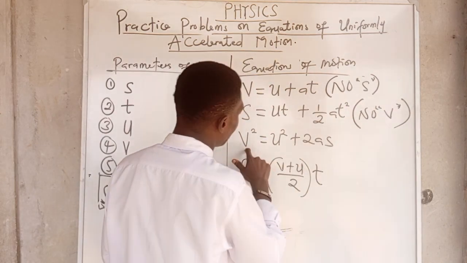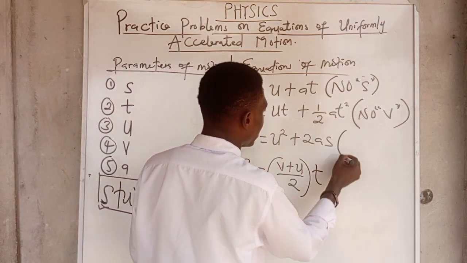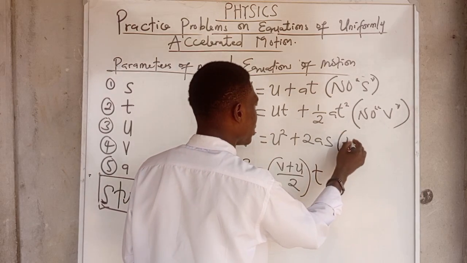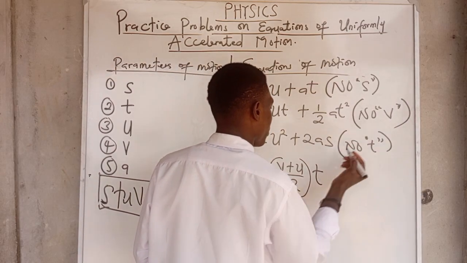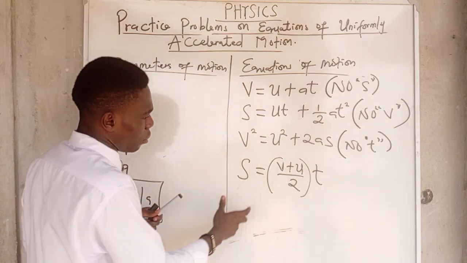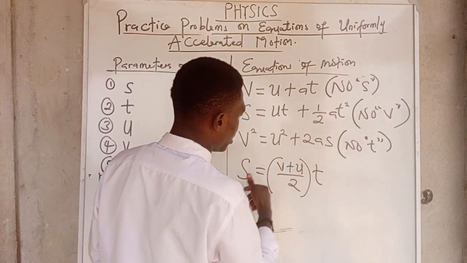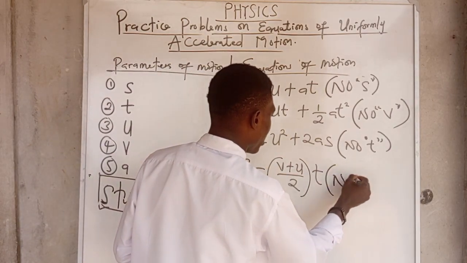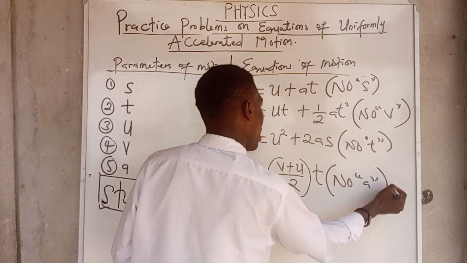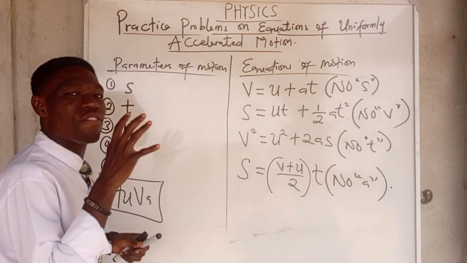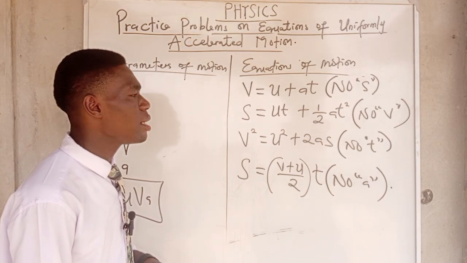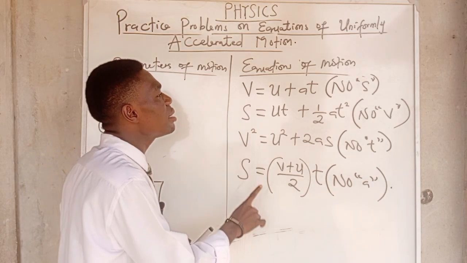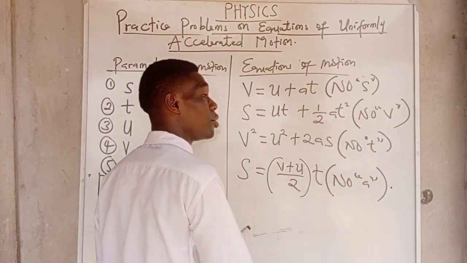What of this? V, U, A, S. This does not have T. So I'll write no T as well. And if you want to check this, S, V, U, T, this does not have A. Are we following? So this is the first secret you need to know that you have not been taught. Yes, as simple as that. This is the first thing you have to know, because this will guide you.